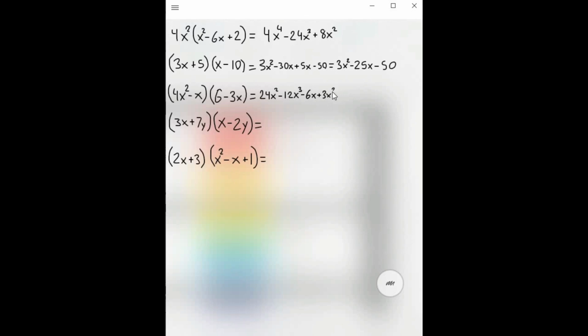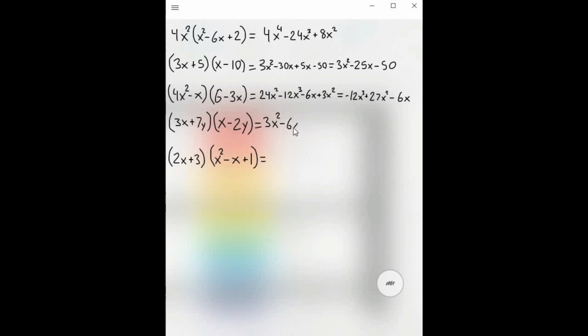And then we're going to add like terms. So 24x squared has a like term to plus 3x. And the reason why we put minus 12x cubed first is just because it has the highest degree, so we'll put it at the start.